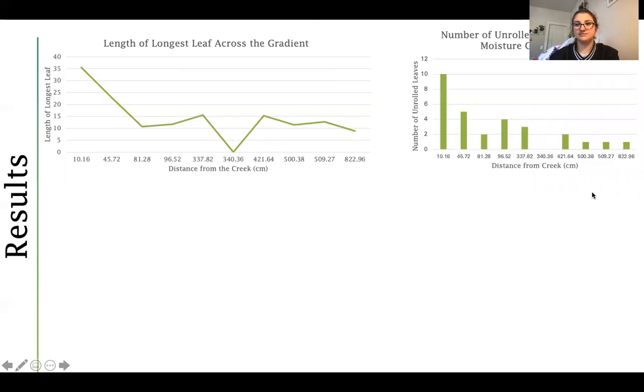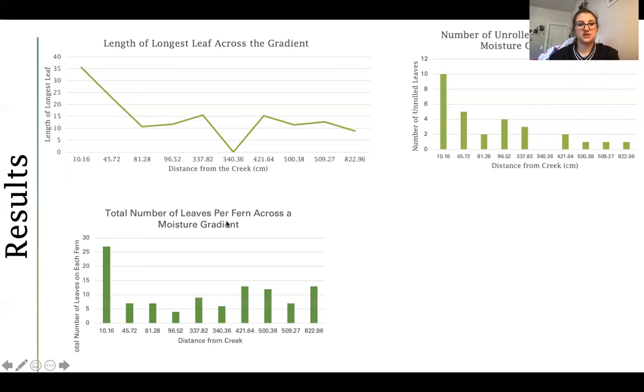This here is the number of unrolled leaves across the moisture gradient. And as you can see, there's a noticeable decrease in the slope, which is what I predicted. These would be plants that were less developed. And then the total number of leaves per fern across a moisture gradient. Once again, you see the stark decrease, but it relatively levels off.